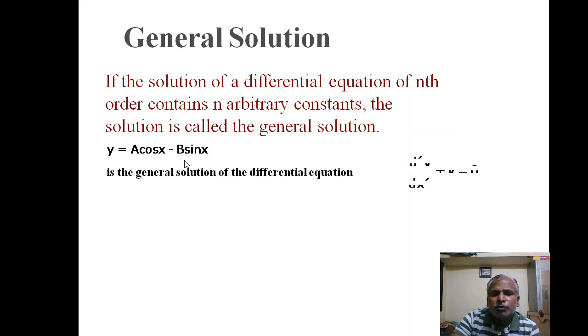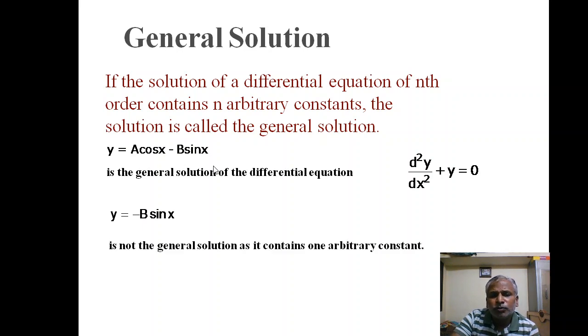This is a second order differential equation. Its solution is y equals a cos x minus b sin x, where a and b are two arbitrary constants. That is, its solution contains two arbitrary constants a and b, hence it is a general solution.